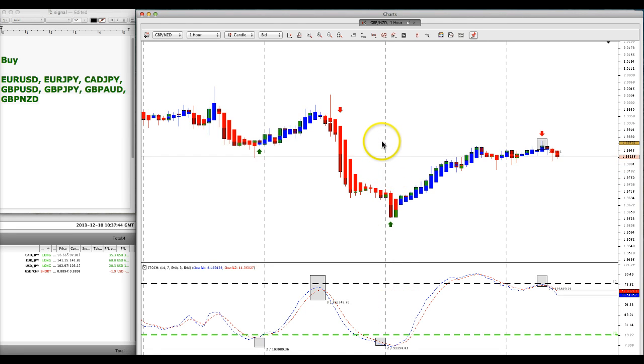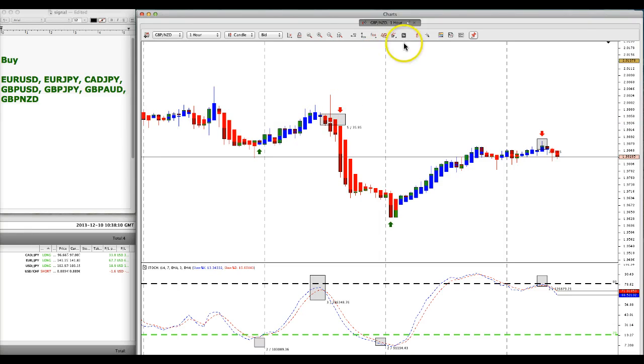The first thing I look for is extremely overbought and oversold conditions, and the stochastics indicator will help me. If stochastics is up around 80, then I start looking for a color change in Heiken Ashi. And here is a good trade setup.